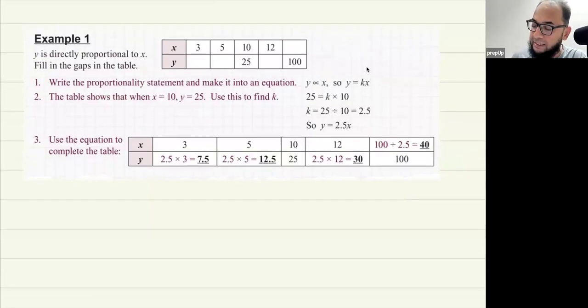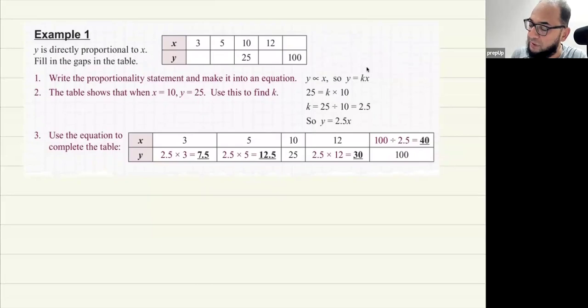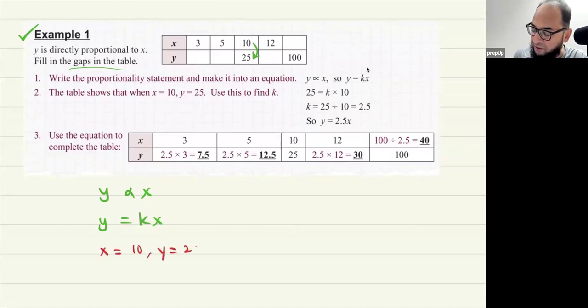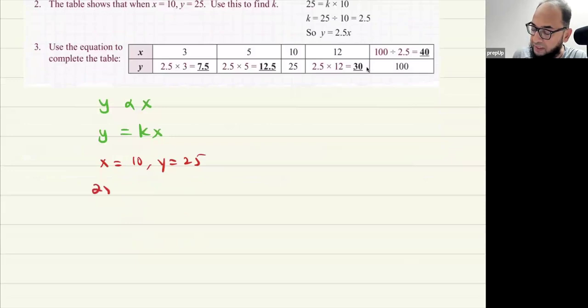Now it says y is directly proportional to x. We are focusing on this. Example 1. Y is directly proportional to x. Fill in the gaps in the table. So now 10 is becoming 25. So we will write y is proportional to x. Y is equals to kx. That's the first thing. Then when x is 10, y is 25. So 25 is equals to k times 10. The value of k comes out to be 2.5.